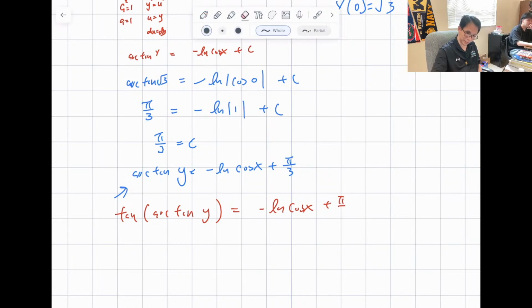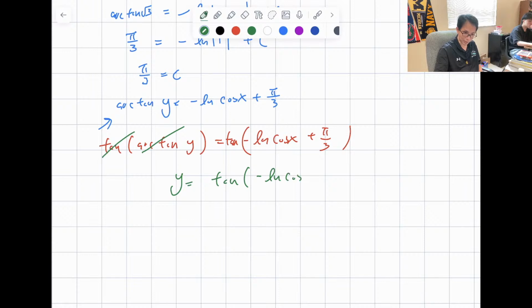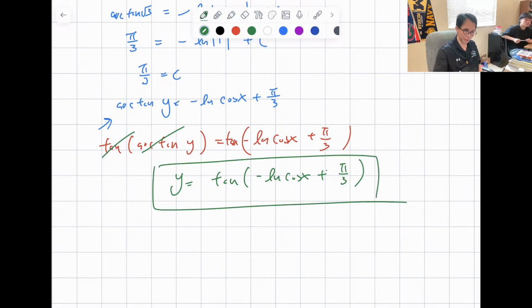And I need a tan in the front, right? Because I'm taking tan of both sides. So tan and arctan, boom, they are inverse to each other and cancel out. Y is equal to tan of negative natural log cosine of x plus pi over 3. And that's my answer. Boom, done. Very hard questions. Very nicely done by Anderson and Aiden.